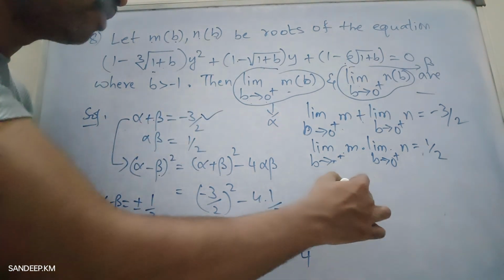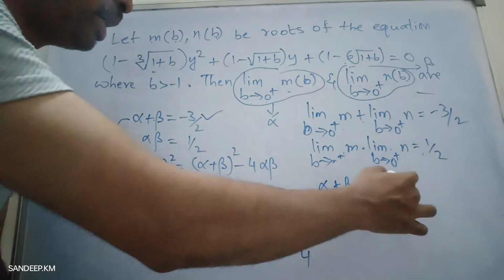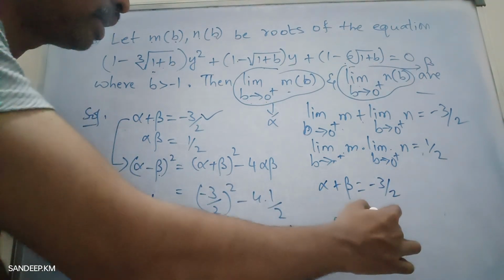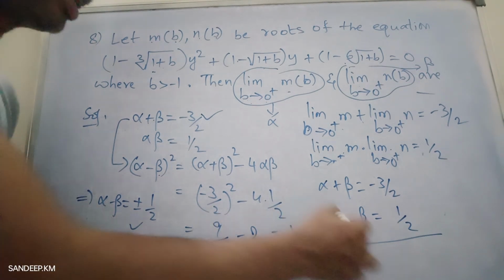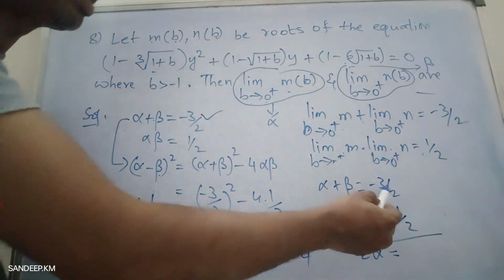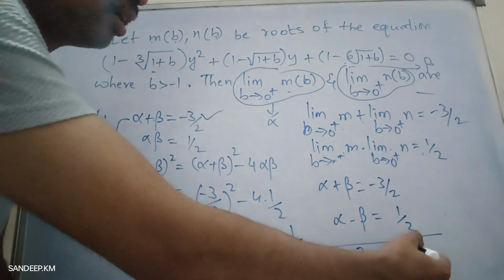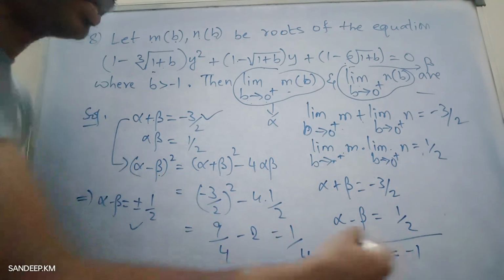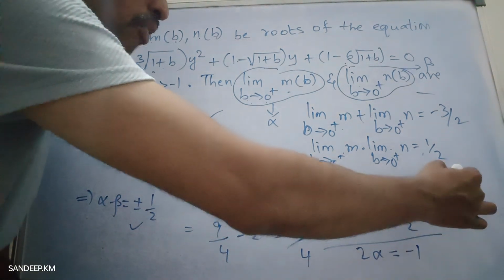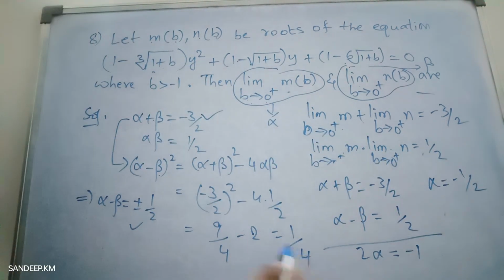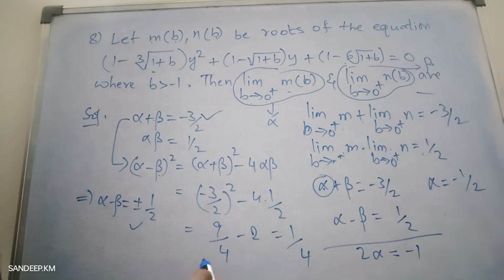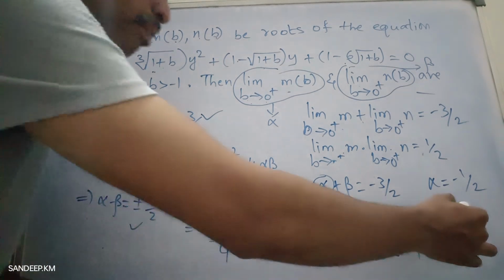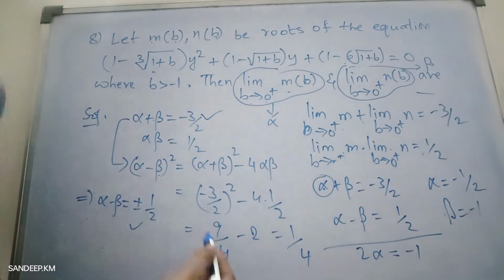So what is it? Alpha plus beta is minus 3 by 2 and alpha minus beta is plus 1 by 2. Adding these two, dear students, you get 2 alpha equal to minus 3 by 2 plus 1 by 2 is minus 2 by 2, you will get minus 1. So dear students, alpha is minus 1 by 2. I got alpha value as minus 1 by 2. Substitute alpha value here, minus 1 by 2, and calculate what is beta. You will get beta is equal to minus 1. You can do that calculations.